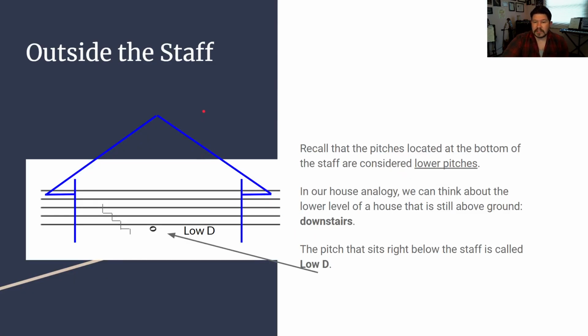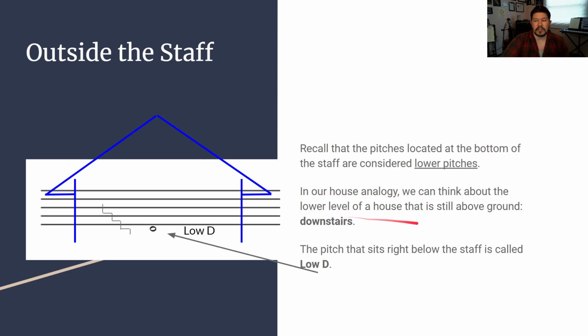Now, going outside the staff, we do have a couple of notes that we're using that are outside the staff. Please remember, we do have notes that are at the top of the staff here, but we're not going to worry about them at this moment. We are going to specifically worry about the pitches that are down at the bottom of the staff, meaning those lower notes. Please remember that as you go lower on the staff, those are low notes. So recall that there are pitches at the bottom of the staff, which are lower notes.